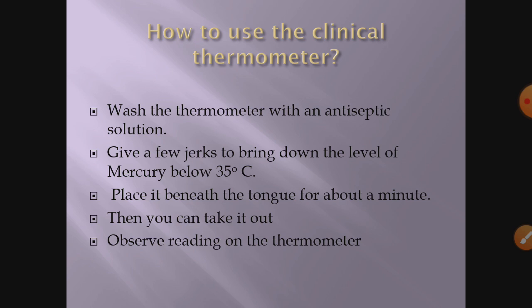Then we have to place it beneath the tongue for about a minute. Then you can take it out and observe the reading on the thermometer. You have to read it on the basis of the level of the mercury inside the thermometer. While taking the reading, you have to keep it at the level of your eyes.